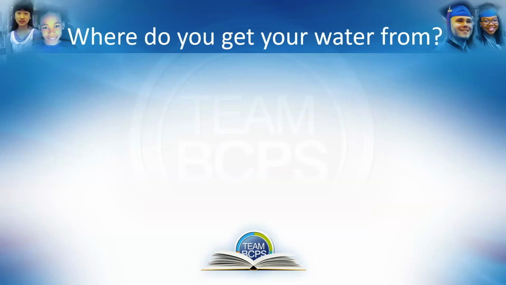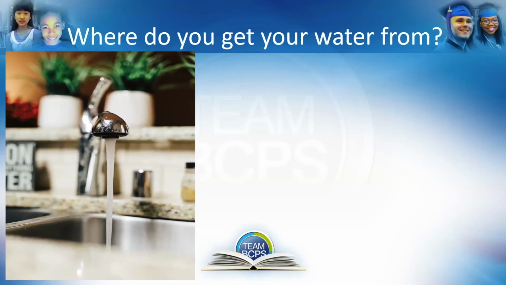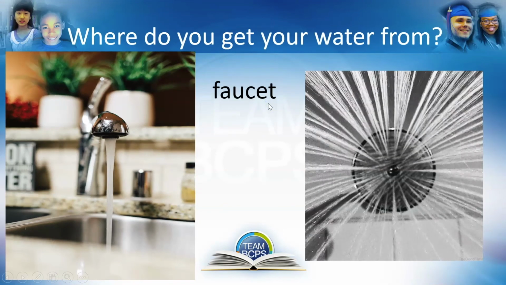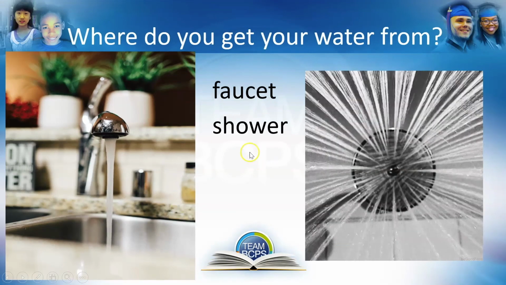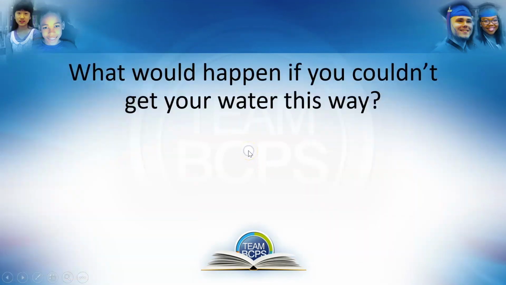So before we read, let's think about some things. Where do you get your water from? Here's one place I get my water from, and that is the faucet in my kitchen. This morning, I had a shower, another place that I get water from. But what would happen if you couldn't get your water this way? Have you got any idea?